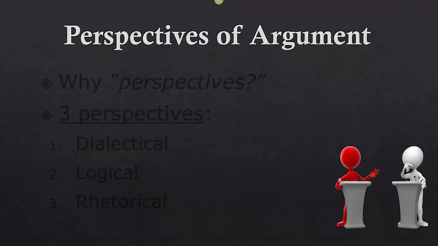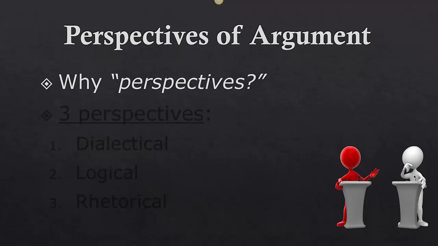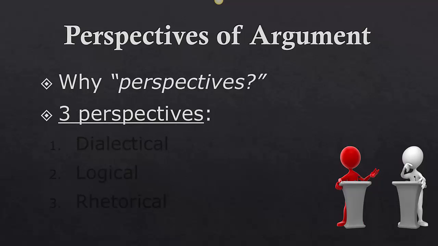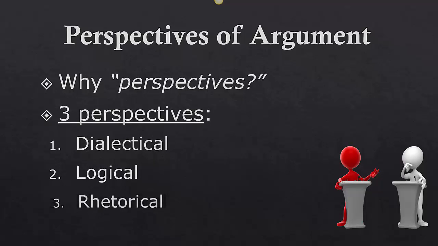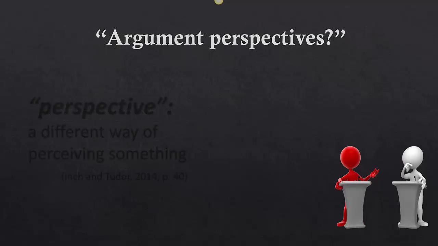Today we're going to look at perspectives of argument, and the primary points we're going to cover in this lesson involve what does it mean to say there are different perspectives for argument, and why is this idea important. And then we'll take a look at the three primary perspectives of argument that argumentation scholars recognize: the dialectical perspective, the logical perspective, and the rhetorical perspective. But first, we need to ask the basic question: what are these things and why do they matter?